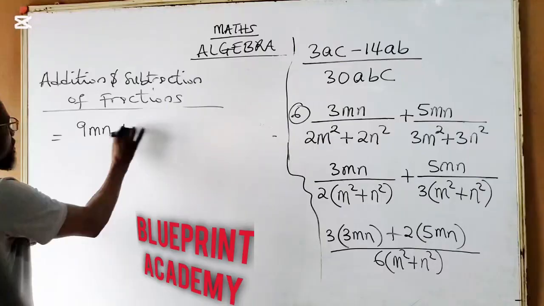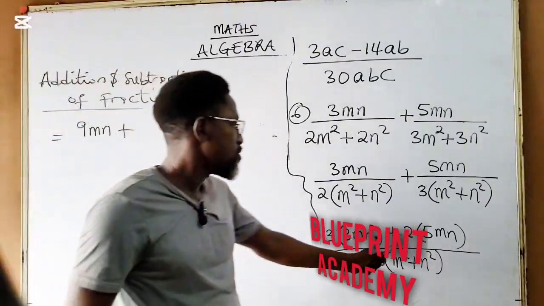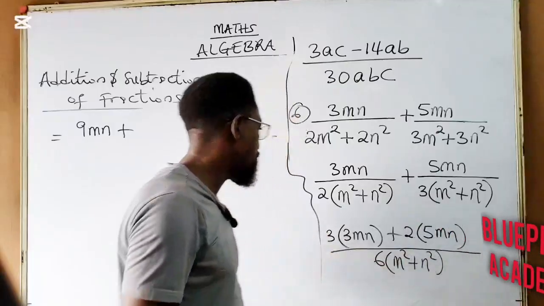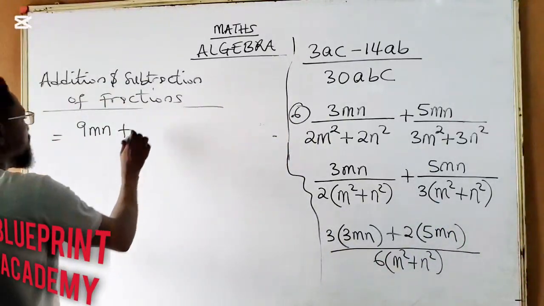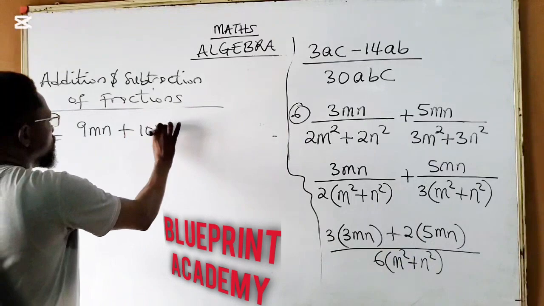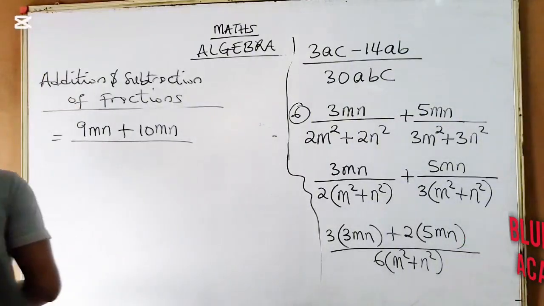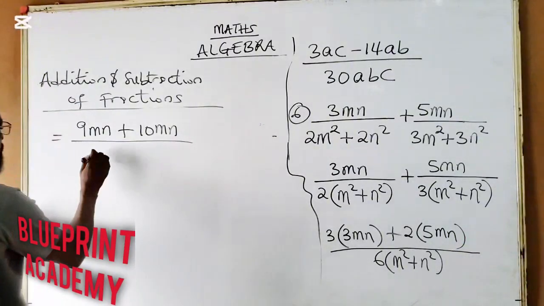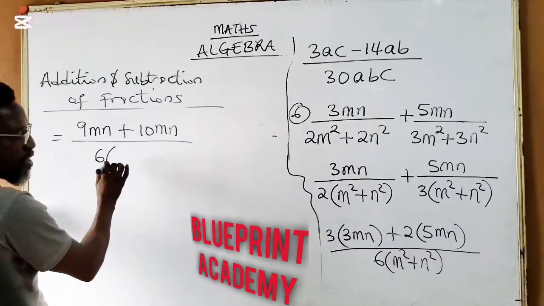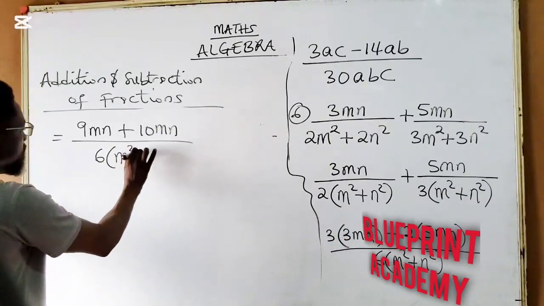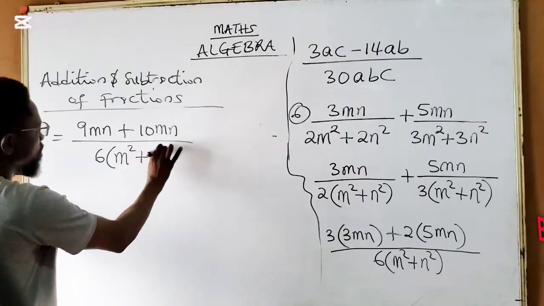9mn plus. Then I have 2 times what? 5. That will give us what? 10. Then m what? n. All over the denominator. The denominator we have 6 into m squared plus n squared.